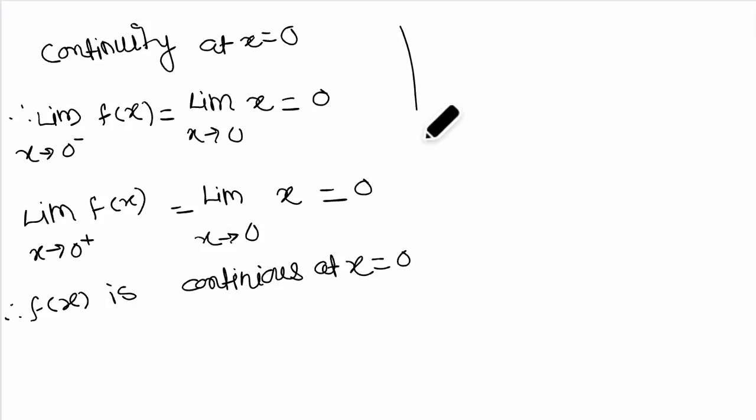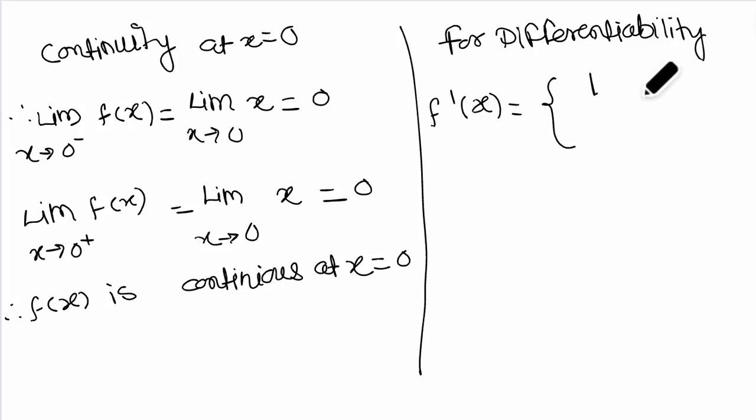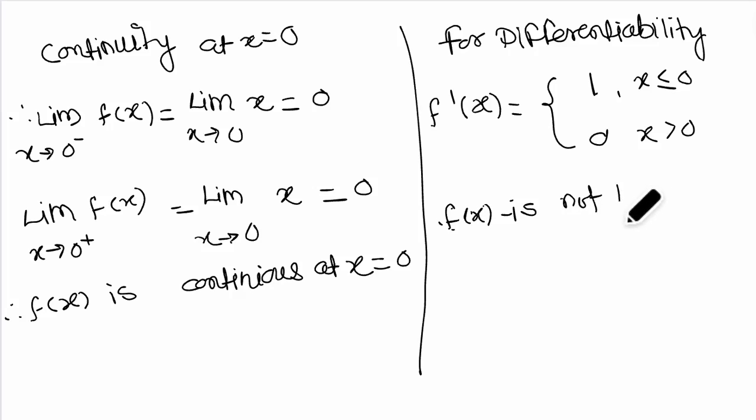So now check the differentiability part. Okay, now check for the differentiability part. So for the differentiability, what we do here guys, just differentiate. f dash of x, meaning the derivative of x, equal to 1 if x is less than or equal to 0, and 0 for x greater than or equal to 0. So hence guys, the given function f of x is not differentiable.